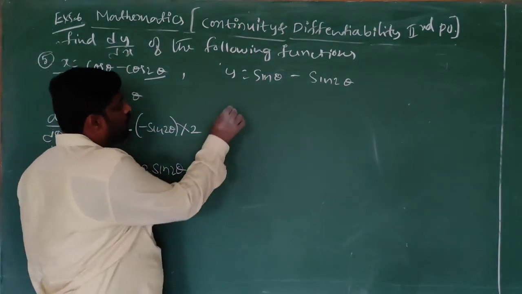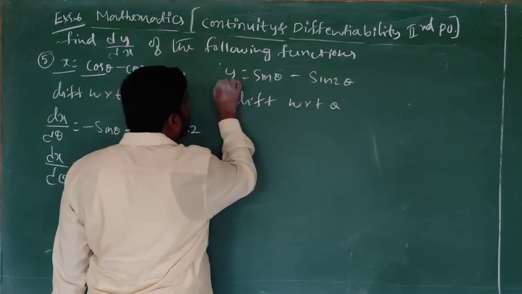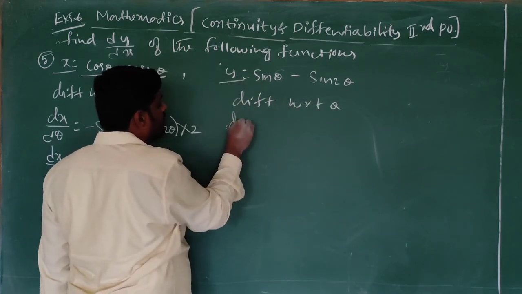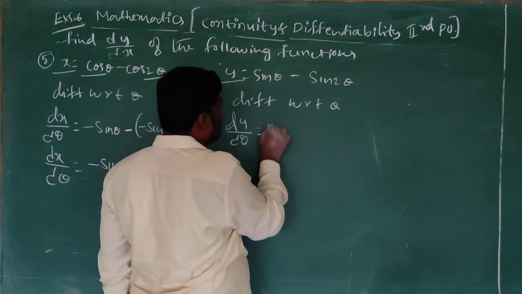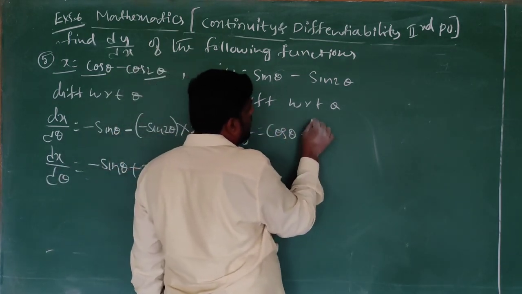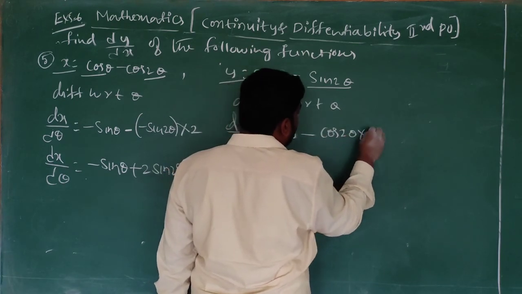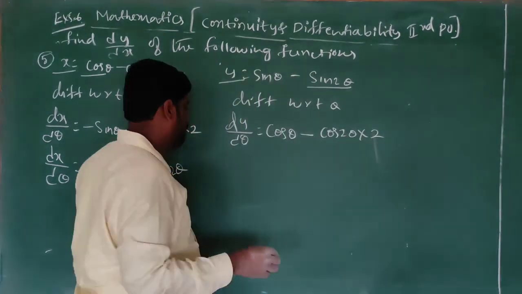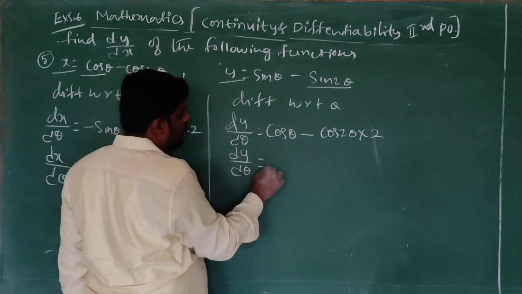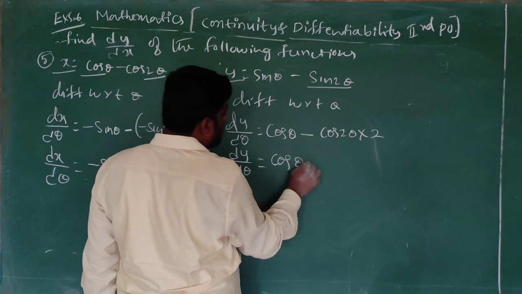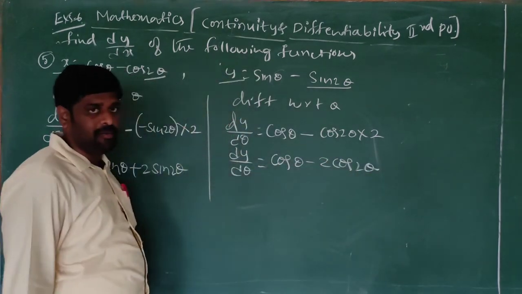Similarly, we have to differentiate with respect to theta. y differentiation is dy by d theta. Sin theta differentiation is cos theta. Sin 2 theta differentiation is cos 2 theta into 2. So dy by d theta is equal to cos theta minus 2 cos 2 theta.